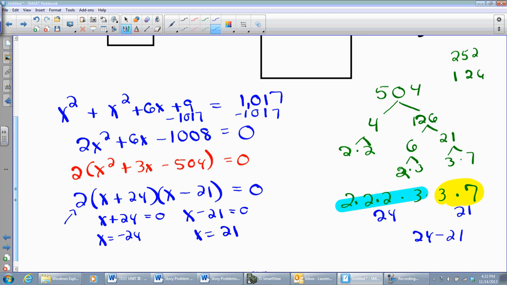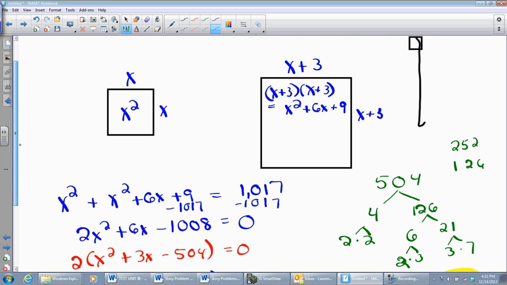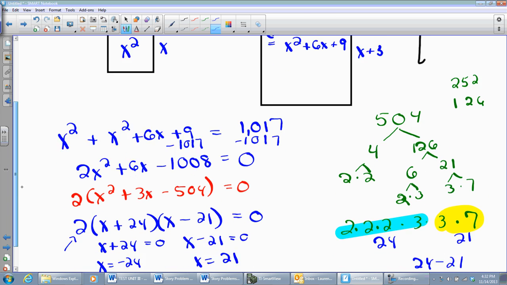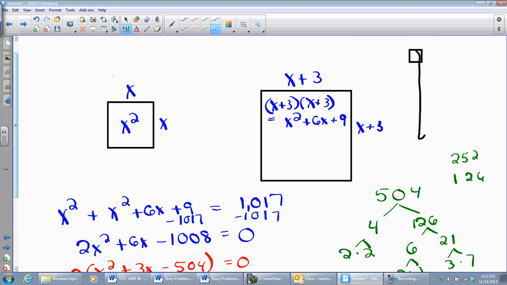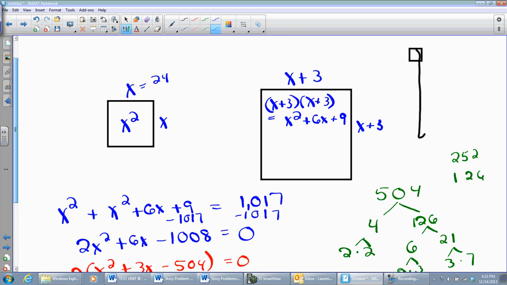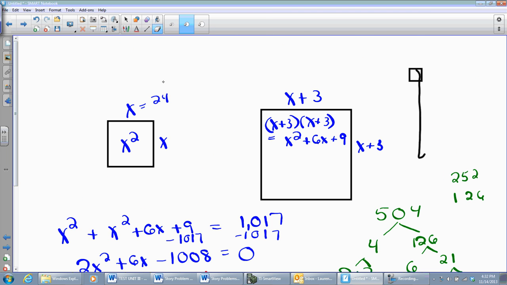Ooh, that bothers me because if I have an area or a length of negative 24, that doesn't make any sense to me. So x has to be 24, I believe. And then this one has to be, oh, did I do that right? No, x has to be 21, excuse me. 21, and this is 21. And then therefore these are 24 by 24.